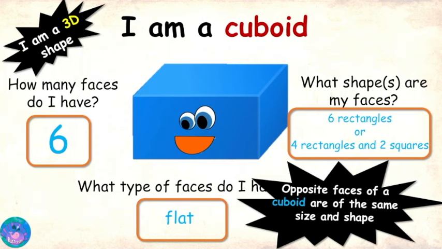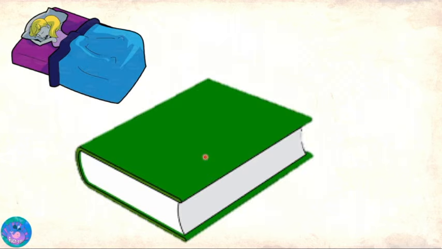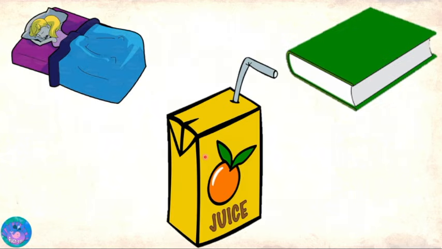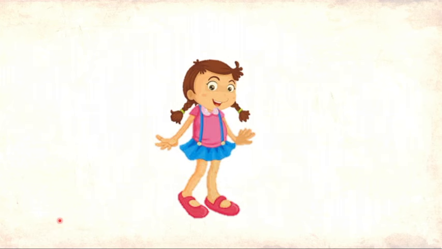Can you identify some objects which have my shape? My bed. This book that I have to read. Oh, and this juice box that has my favorite orange juice. All of these are cuboids, or I can say that they are cuboidal. Awesome, Zoe. Now it's time for me to go. Bye-bye. Next time, we will meet some more 3D shapes.